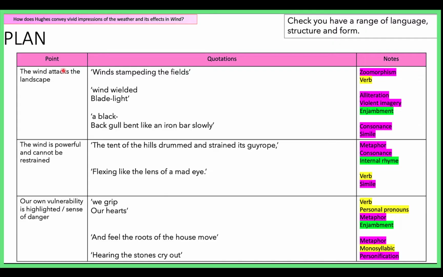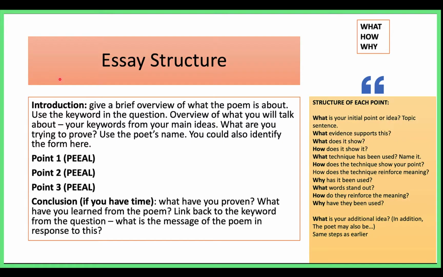So you set up the idea that the wind is attacking the landscape, then you must return to this word attack throughout this paragraph. So for each of these different quotations, you're showing how the wind is attacking in the landscape through these. Same here, you're showing how the wind is powerful or how we are vulnerable. So do not forget your own keywords within your essay. What are you trying to prove?